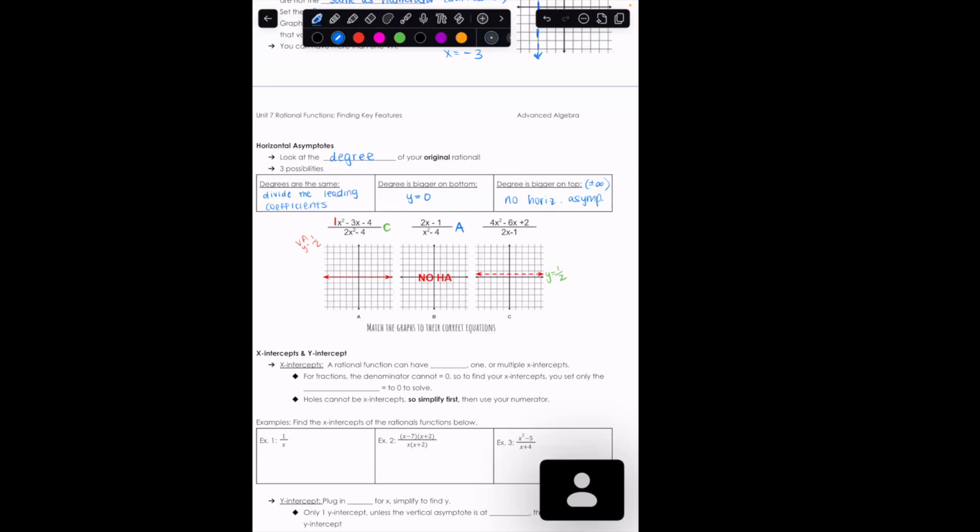And then on the next one, if I look at the degree here, the degree in the numerator is 2, degree in the denominator is 1. It is bigger on the top. So because it's bigger on the top, there is no horizontal asymptote. So this one is B.